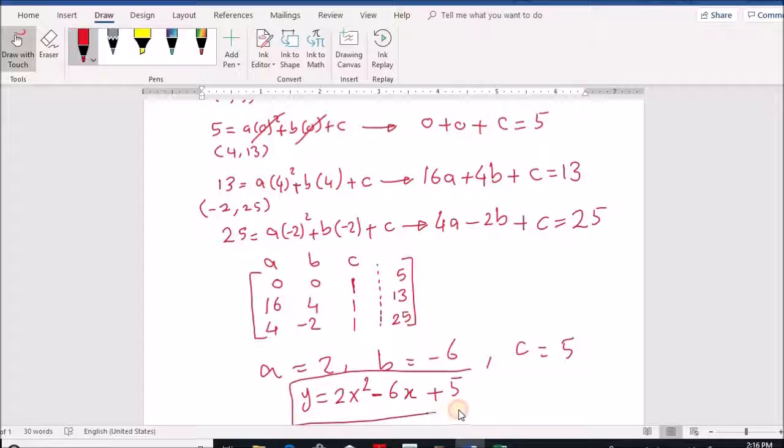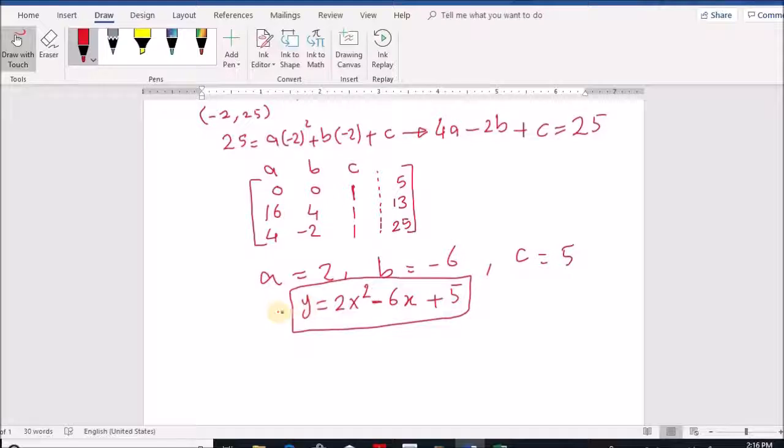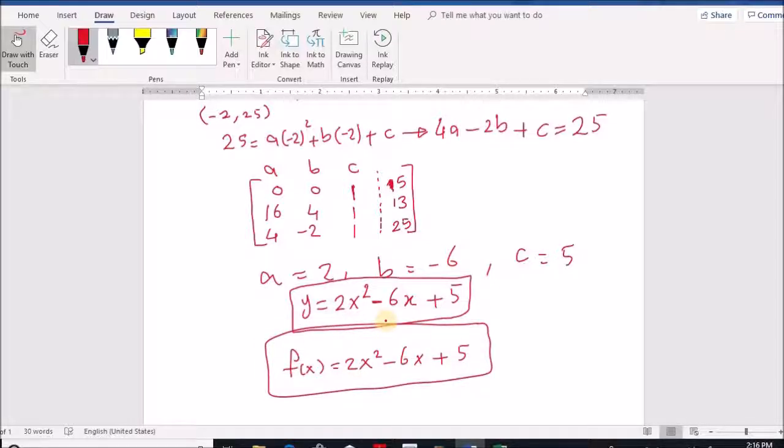This is the equation of the parabola, or the equation of our function, and we can replace y with f of x. So we can say f of x is equal to 2x squared minus 6x plus 5, and that is the final answer. So I hope this helped you, and I will see you in class. If you have any questions, please bring them in.